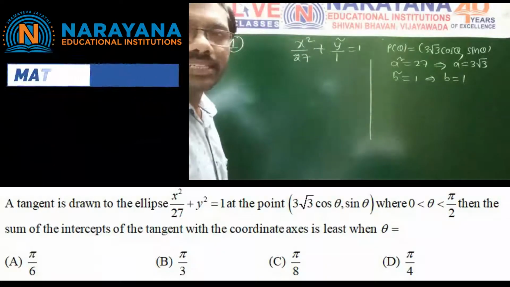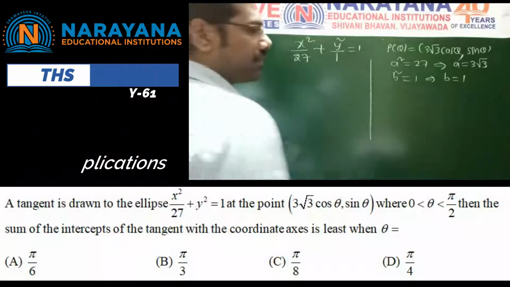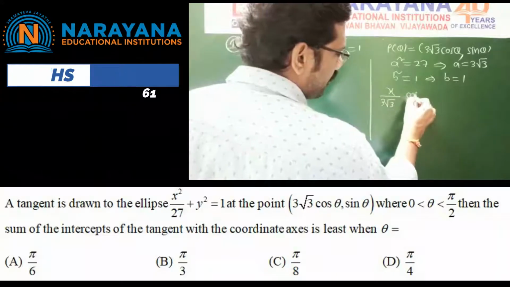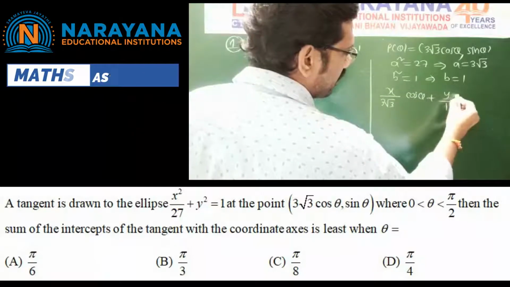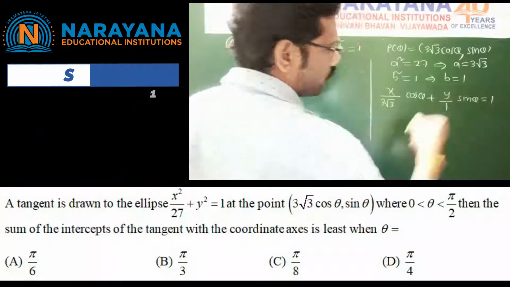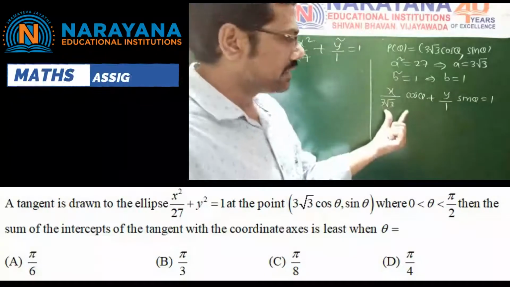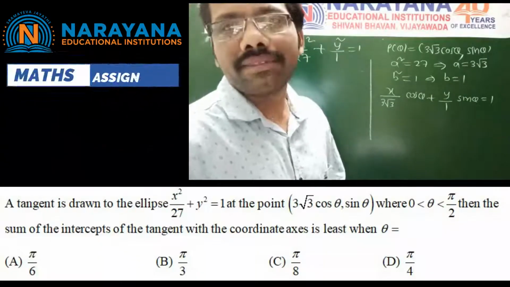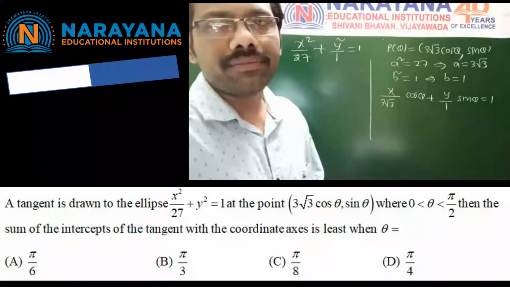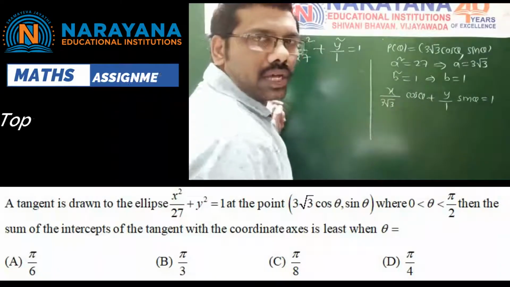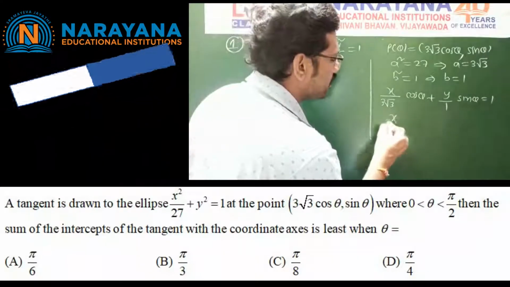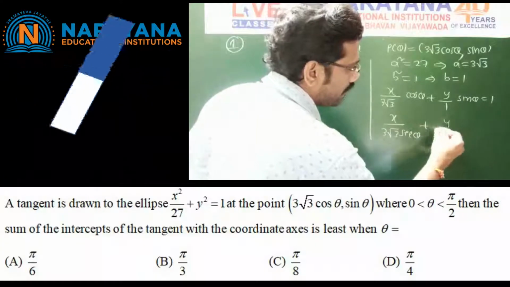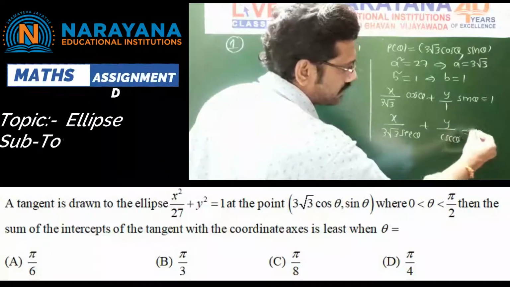First write the equation of the tangent at parametric point P of theta: x by 3 root 3 cos theta plus y by 1 sin theta is equal to 1, or x by 3 root 3 secant theta plus y by cosecant theta is equal to 1, which is also an equation of the tangent at a parametric point P of theta. Let us convert it into the intercept form.